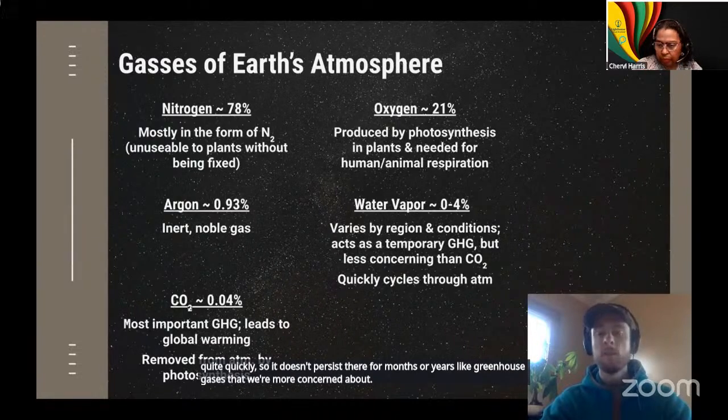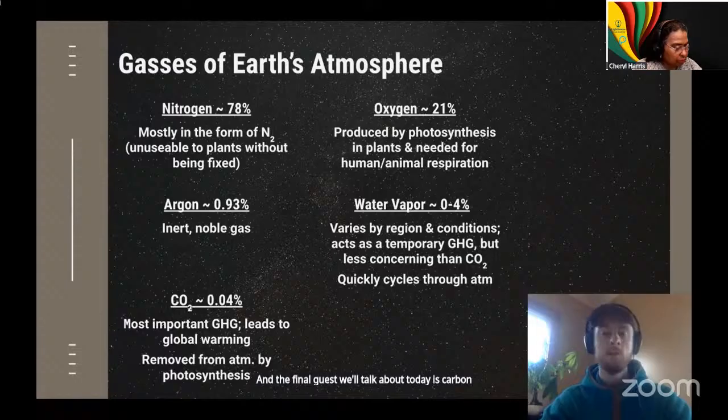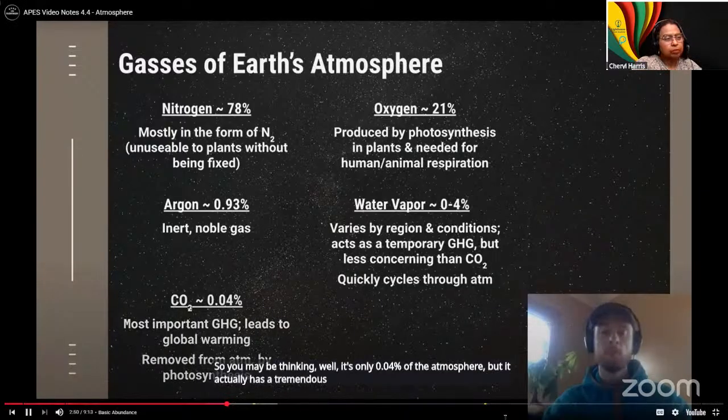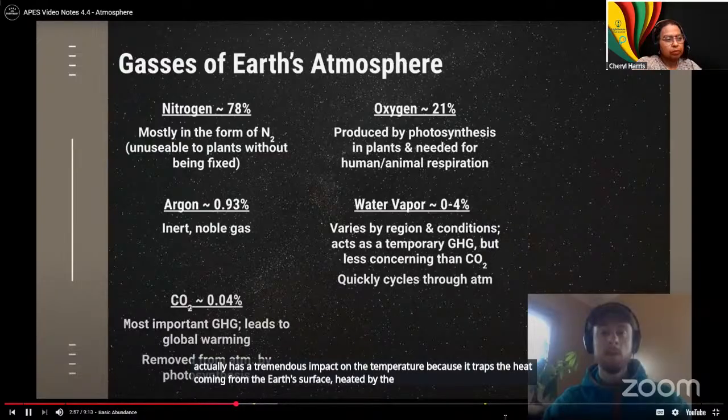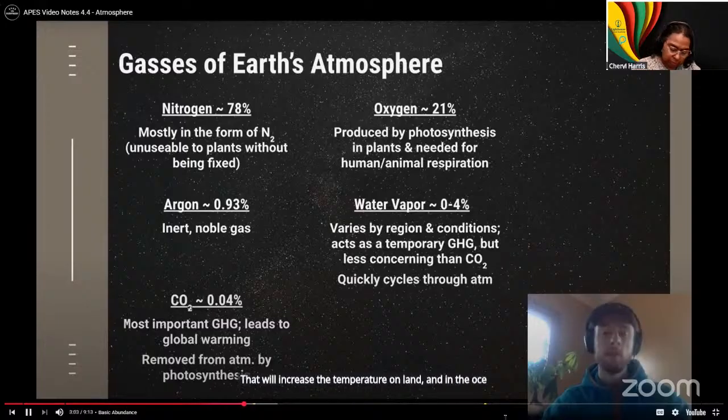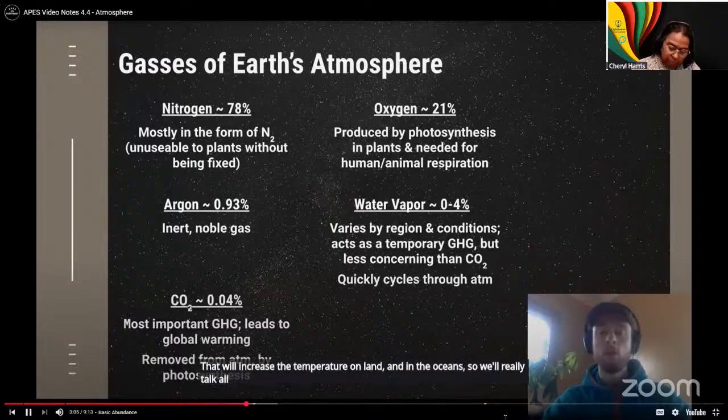And the final gas we'll talk about today is carbon dioxide or CO2. So you may be thinking, well, it's only 0.04% of the atmosphere. But it actually has a tremendous impact on the temperature because it traps the heat coming from the Earth's surface, heated by the sun's rays, and it increases the temperature of the atmosphere. That will increase the temperature on land and in the oceans. So we'll really talk all year about how increasing CO2 levels in the atmosphere impact ecosystems all over the world.